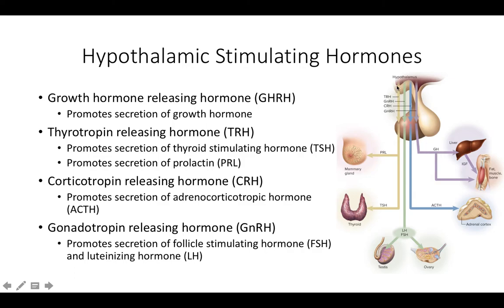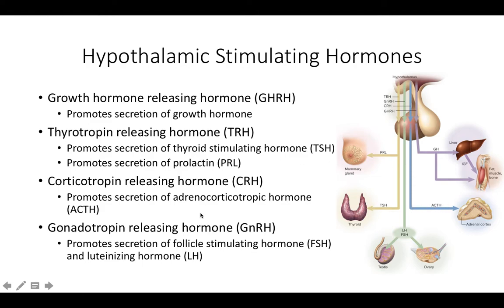Thyrotropin releasing hormone, TRH, is here in yellow. So the hypothalamus produces this stimulating or releasing hormone. It targets the anterior lobe of the pituitary gland, and as a result is going to promote the secretion of thyroid stimulating hormone and prolactin from this anterior lobe. Corticotropin releasing hormone, CRH, is in blue right here, comes from the hypothalamus. It's a releasing or stimulating hormone. As a result, it'll target the anterior lobe of the pituitary gland, and the anterior lobe will produce ACTH.